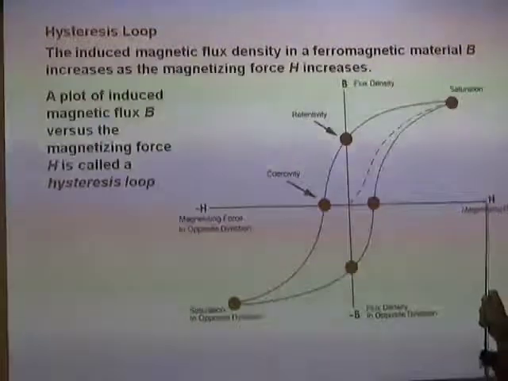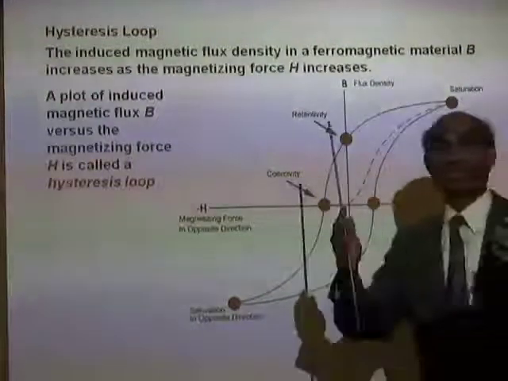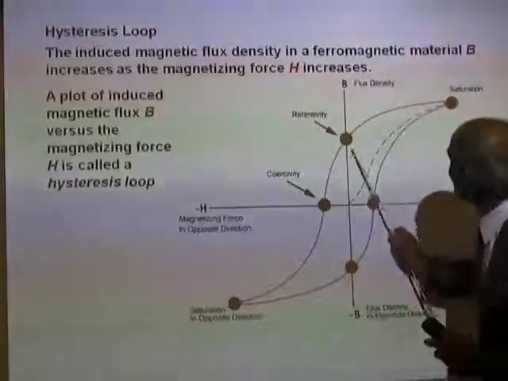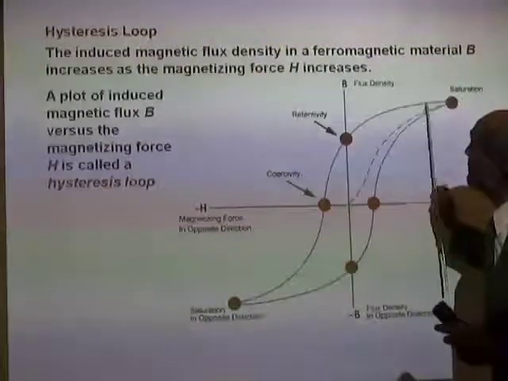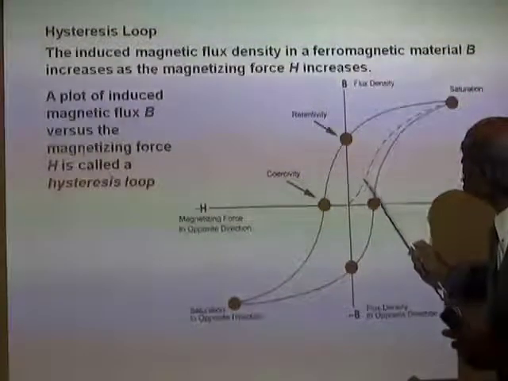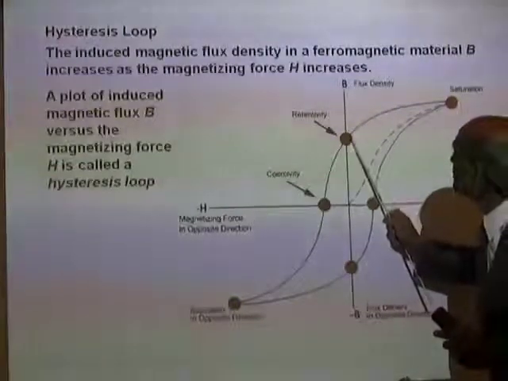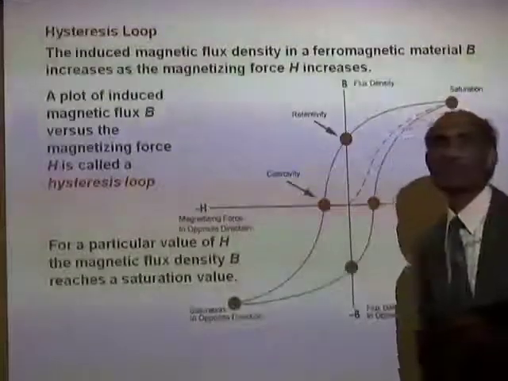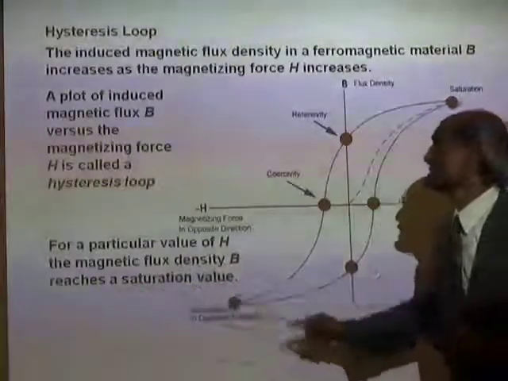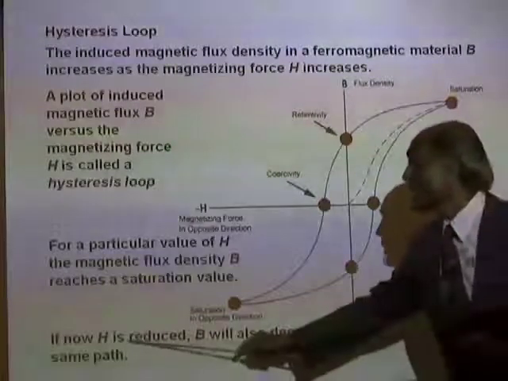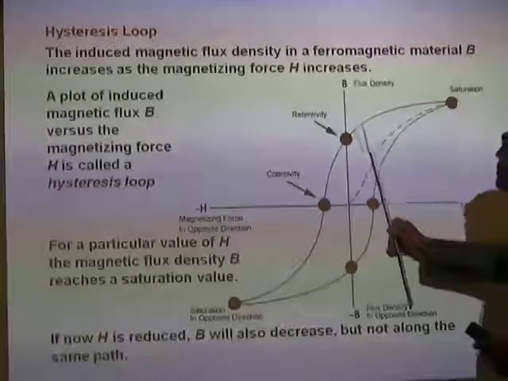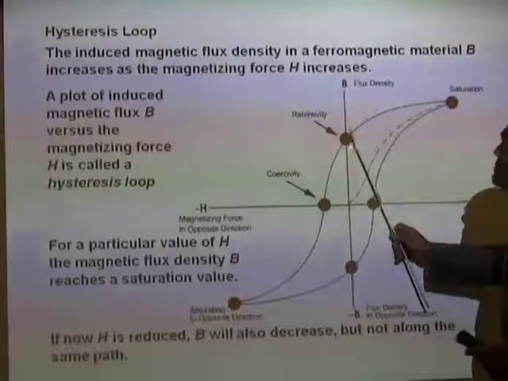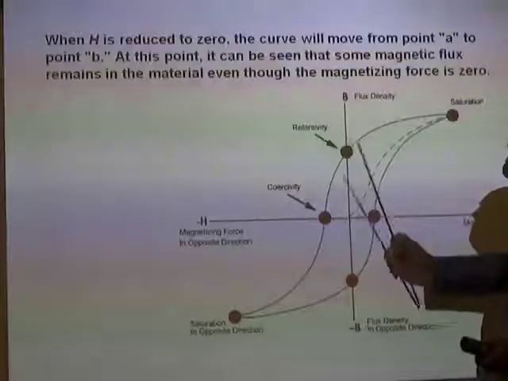Now, if you decrease the magnetizing force, what happens? The aligned magnetic domains will begin to disalign, and when the magnetizing force is zero, the induced magnetization does not return to zero. A certain amount of magnetism is retained. So for a particular value of H, the magnetic flux density reaches a saturation value. If H is reduced, B will also be reduced, but not along the same path. That means a certain amount of magnetism is retained.